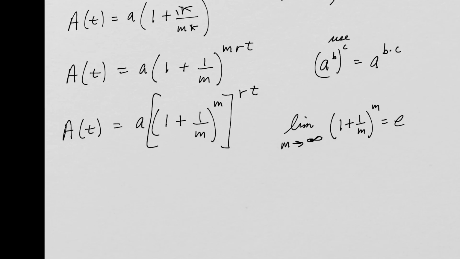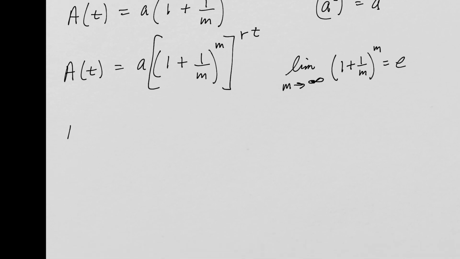This is going to go to e, right? That's the definition of e. So 1 plus 1 over m raised to the m, as m gets larger and larger and larger, it goes to infinity, that goes to e. So another way of writing this is I can say A of t is equal to A e to the RT. And sometimes R in this case is called the continuous growth or decay rate.